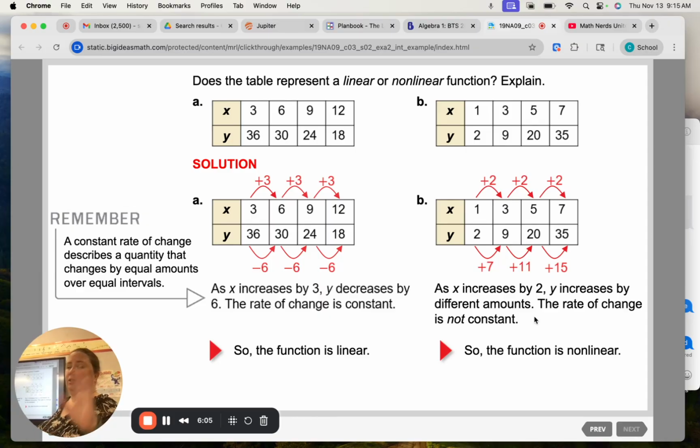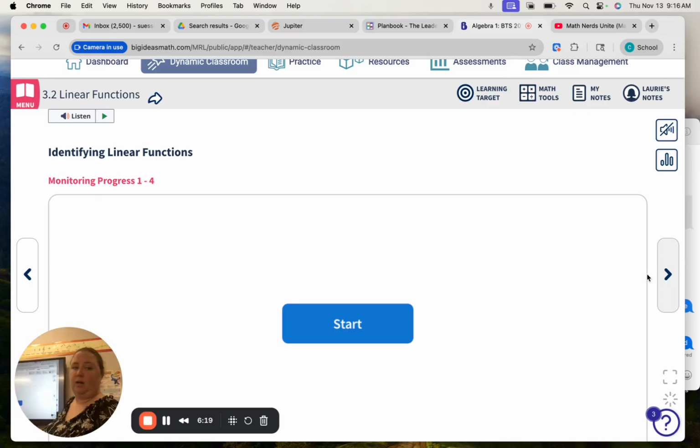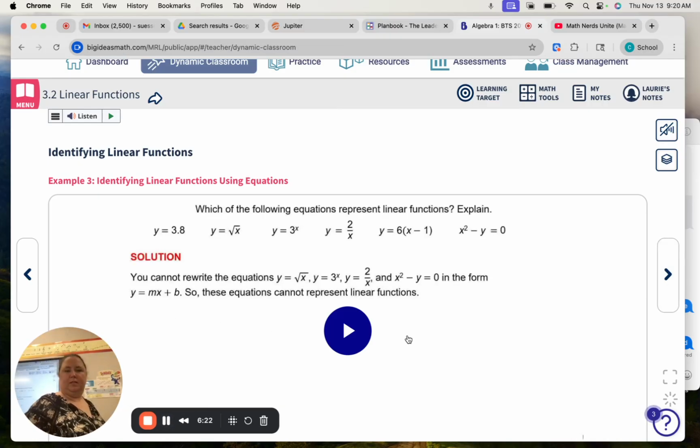All right, any questions on how to solve for linear versus non-linear? That's a good question. Yeah. So for one, please write it down on paper like that. No, I just wanted it in your journal. Okay. Good question. It's just in your journal to help you. All right, so let's do monitoring progress 1 through 4. Bless you, by the way.